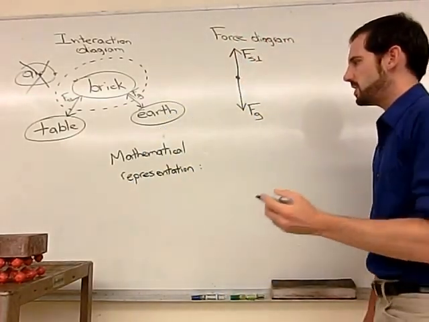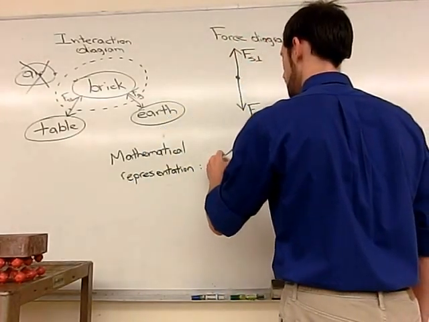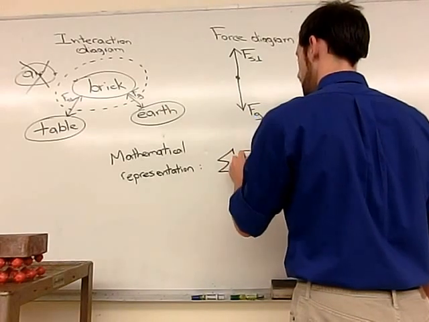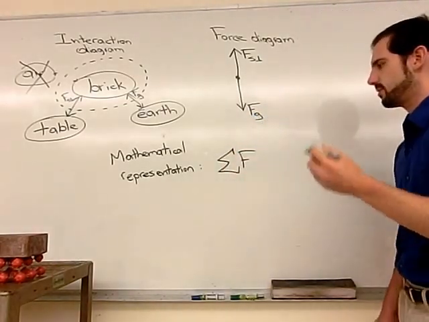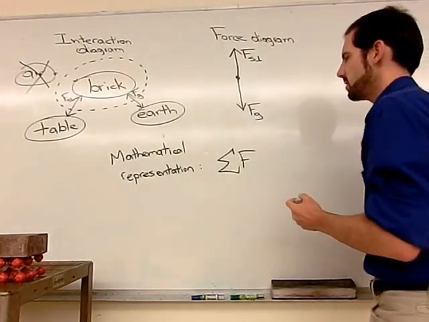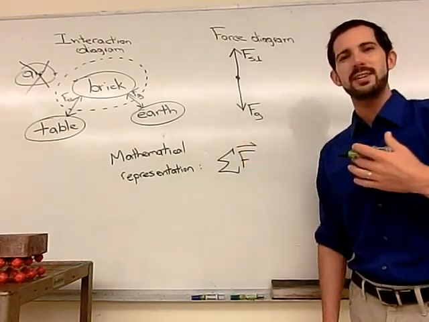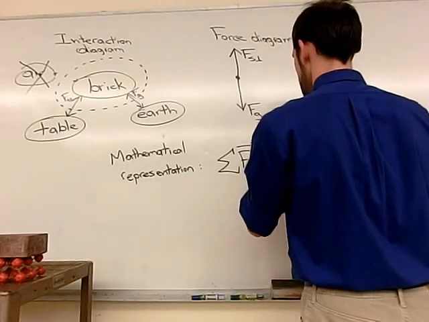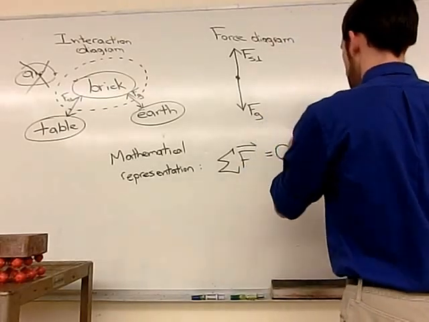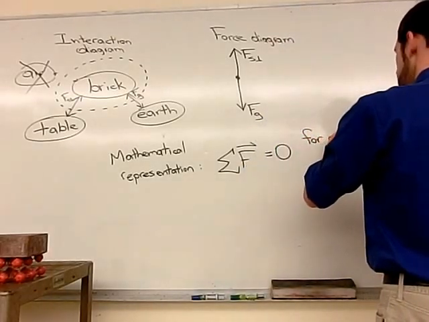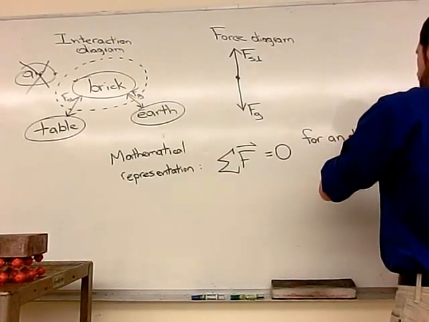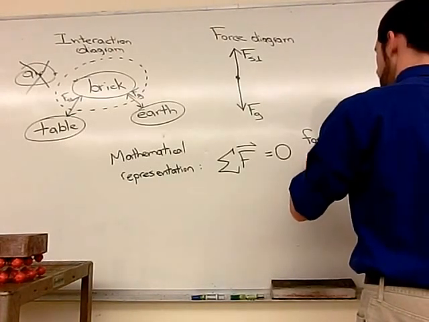Will be the summation sign, and the letter F for our forces. So the summation of our forces for an object that is not moving, and we have to consider the forces that are acting in all directions, is going to be equal to zero for an object at rest.